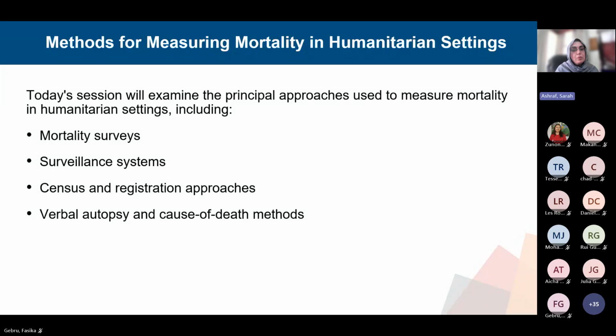In this session, we will move from theory to practice by exploring the main methods used to measure mortality in humanitarian settings, including their strengths, their limitations, and the common sources of bias. So this will include mortality surveys and surveillance systems, their limitations, strengths, and sources of bias. It will also include census and registration approaches, verbal autopsy, and cause of death methods.